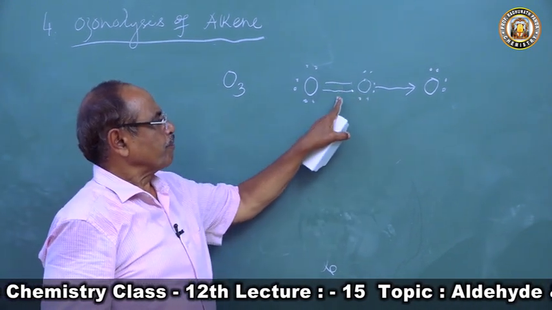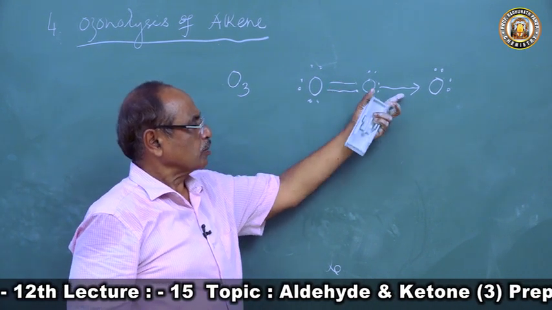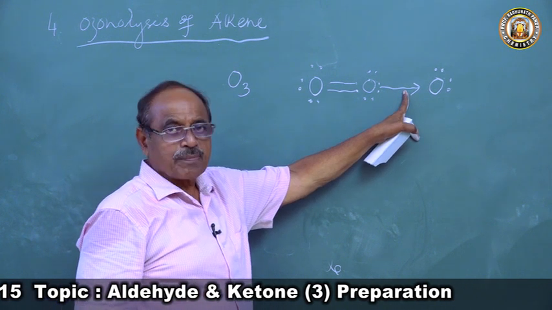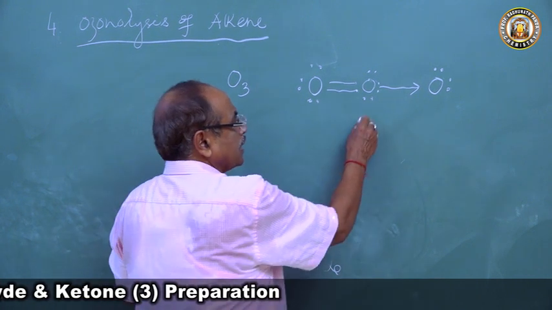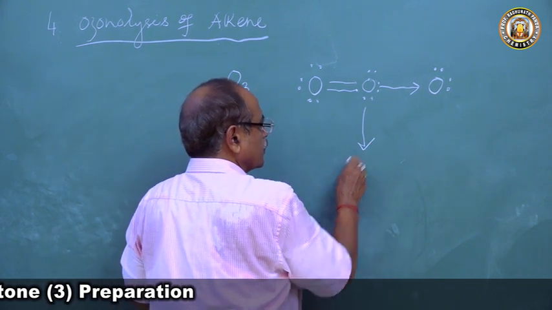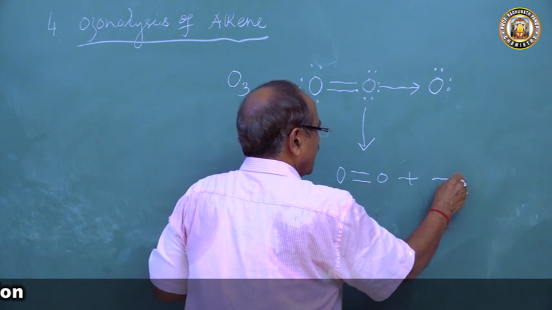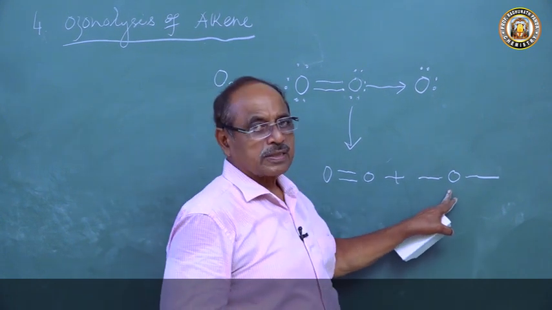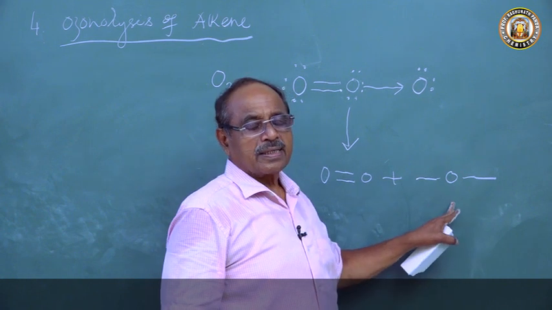Here is a double bond and this is the coordinate covalent bond, which is a weak bond. Hence this easily undergoes decomposition to produce O double bond O plus atomic oxygen. This is nascent oxygen. So ozone decomposes to produce oxygen and nascent oxygen.